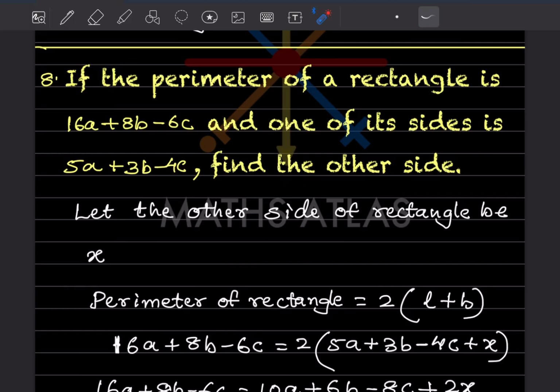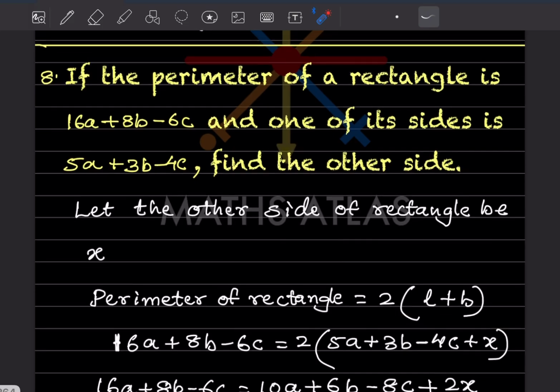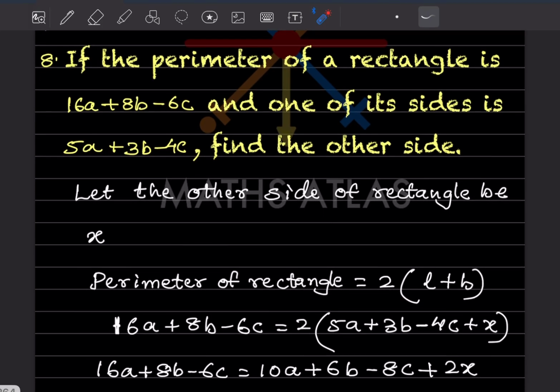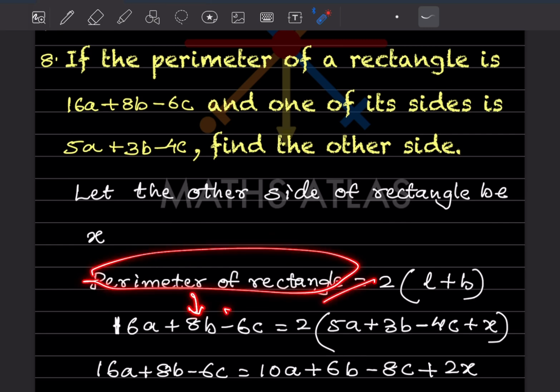So here what did I do? Let the other side of the rectangle be x. You can write any variable over here, but I don't write a and b, so there won't be confusion later. So I just wrote x here. The perimeter of a rectangle, you know the formula, is twice length plus breadth. Because the perimeter is given, below this we'll write this expression.